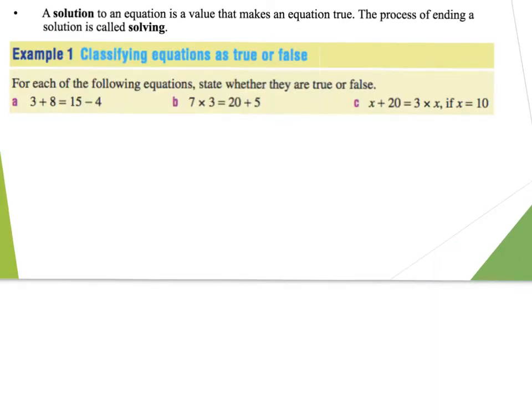In example 1, they ask us to classify equations as true or false. They can also ask us to prove that the following equation is true or false. To do that, I would like you to follow the following steps. We'll start off by working with a left-hand side and a right-hand side. So we'll say the left-hand side equals, which means we are talking about this part of the equation. So the left-hand side equals 3 plus 8, which equals 11.